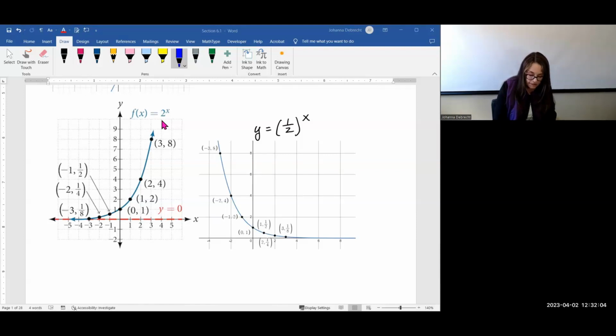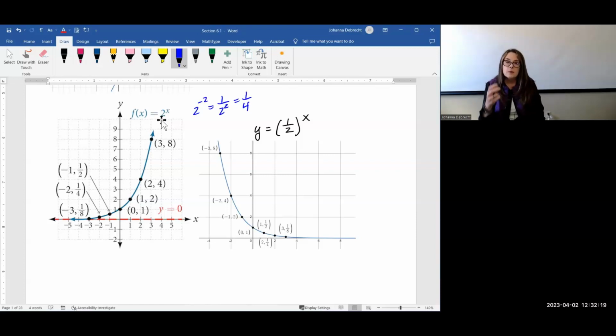As we go to the left and the x values are negative, a negative power means reciprocal. So remember that if I have 2 to the negative 2, this is the same as 1 over 2 squared, which becomes 1 over 4. A negative exponent just changes position. Because it's written in the numerator, we change it to the denominator, and then we get the fraction 1 over 4.